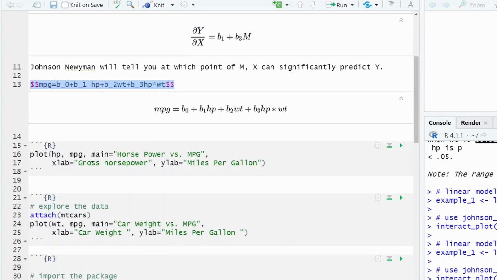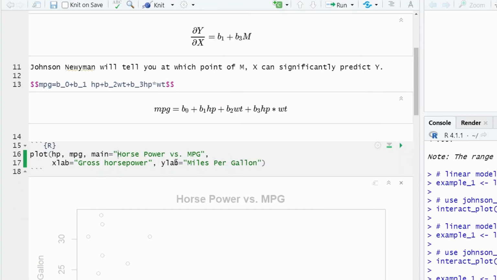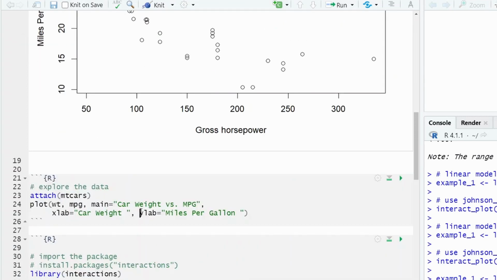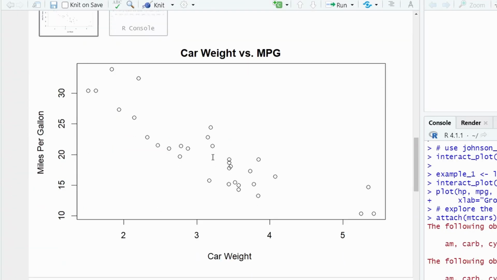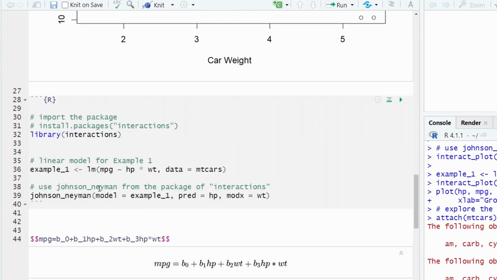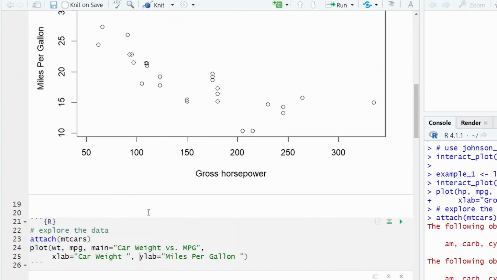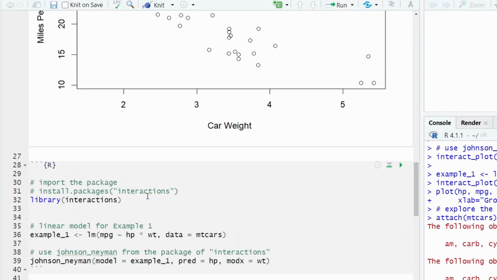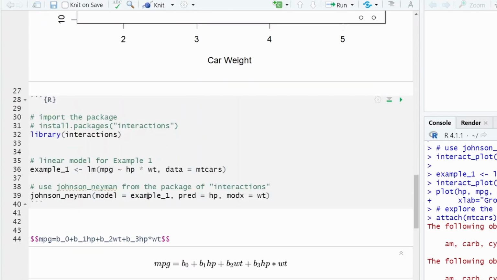So let's briefly see the relationship between the mpg and the horsepower, mainly the x and y. We can run that and see the plot. As you can see, there's a negative relationship between horsepower and mpg. We can also explore the relationship between the y and the moderator. So we can run that. We can see that again the car weight and the miles per gallon have a negative relationship. So the moderator and the y also have a negative relationship. And as you can see, x, m, and y are all continuous variables. So these two plots help us have a basic idea about all these three variables.